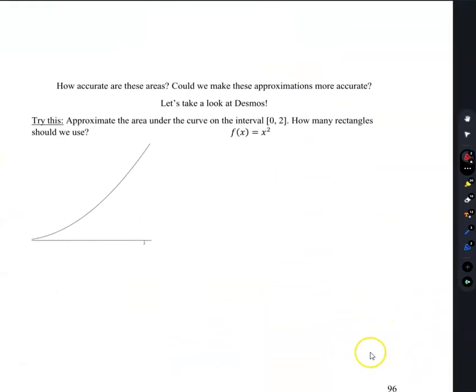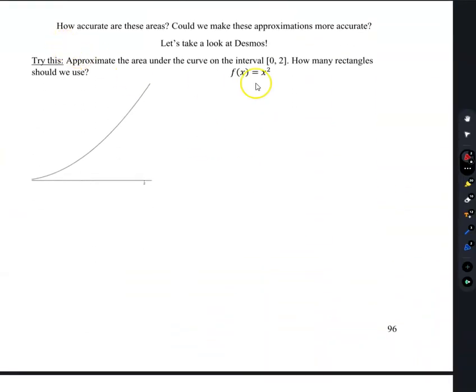We'll come back to Desmos here. It says, approximate the area under the curve on the interval 0 to 2. How many rectangles should we use? Well, that's up to you a little bit. Most of the time in a question like this, they'll tell you to approximate this area using a certain number of rectangles. I'm going to go with 4 rectangles here.